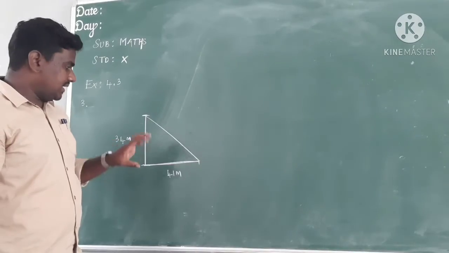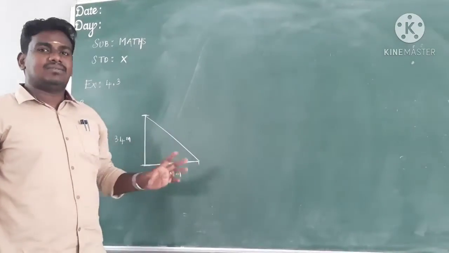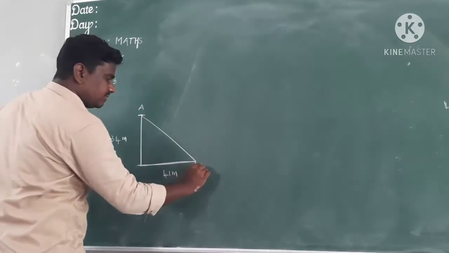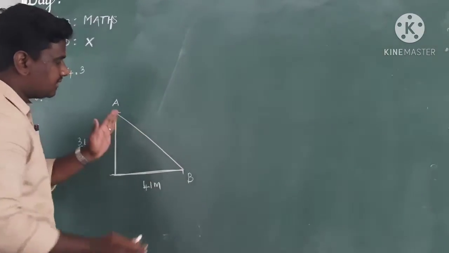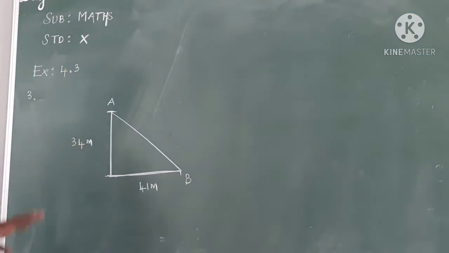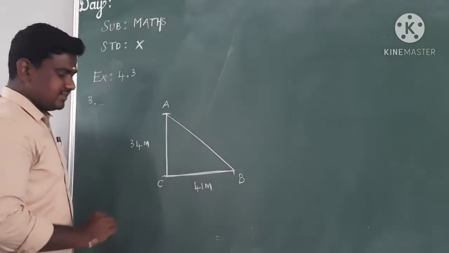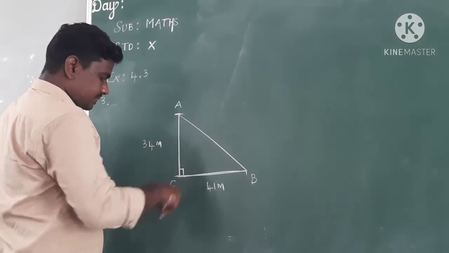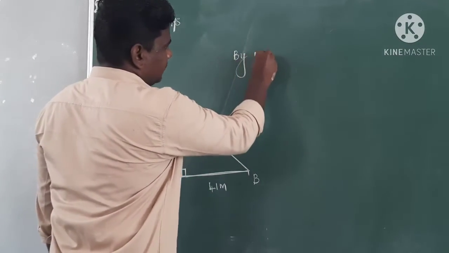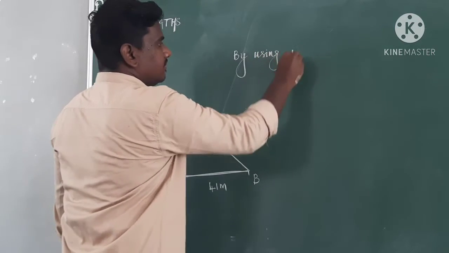This is the question. Here also we are going to find the difference. So A, this is B. If he walks along the path A to B, how much will be saved? This is the question. You can take this as C. So now the same concept by using Pythagoras theorem.